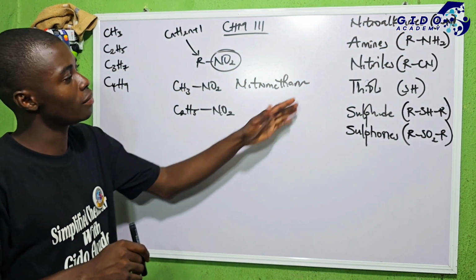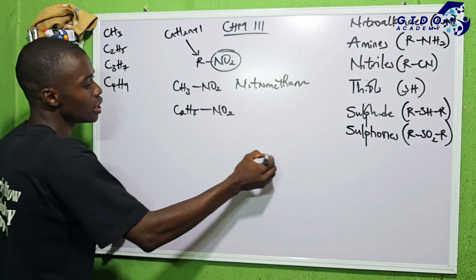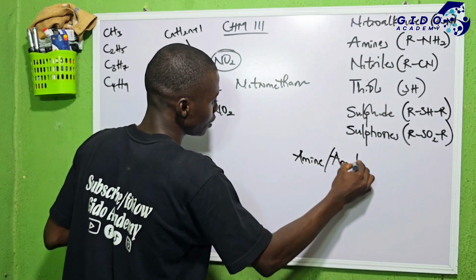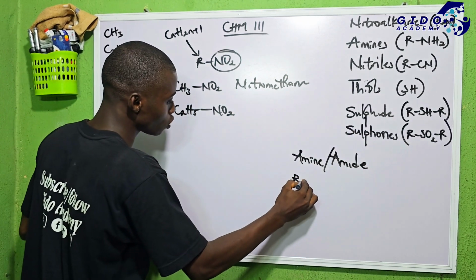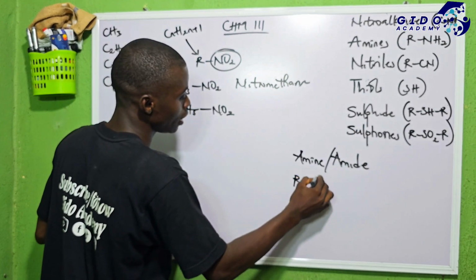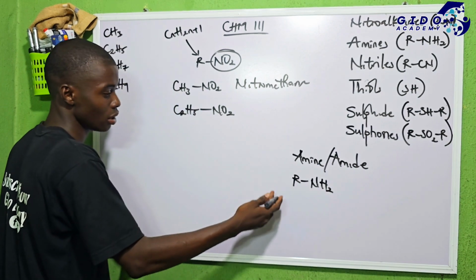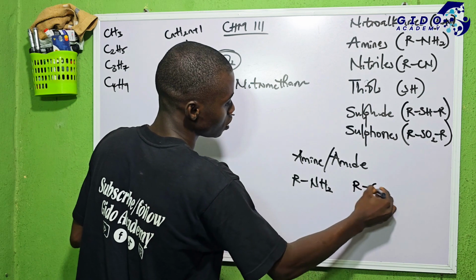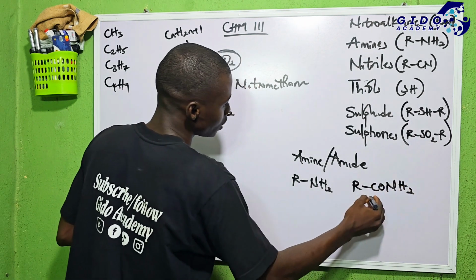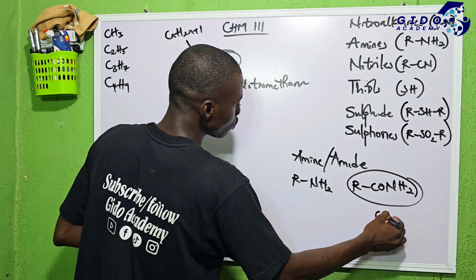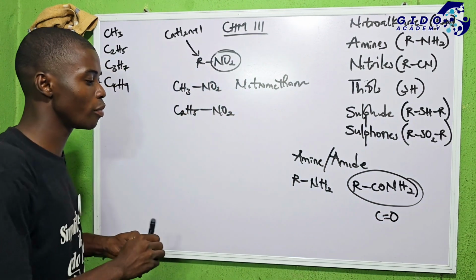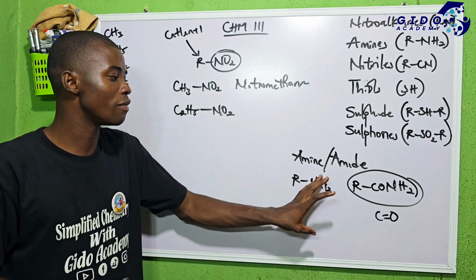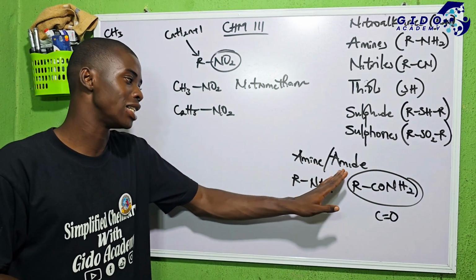The next functional group we have there is the amines. Please take note, there is a difference between the amine and the amide. The amine has the general formula of R bonded to NH2. Then the amide is RCONH2. So there is a carbonyl functional group, carbon double bonded to oxygen, in the amide, but that's not present in the amine. This is a very great difference between the amine and the amide.